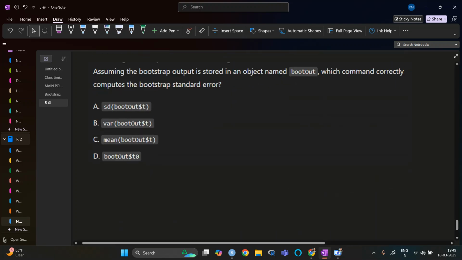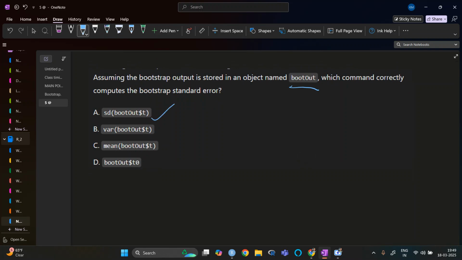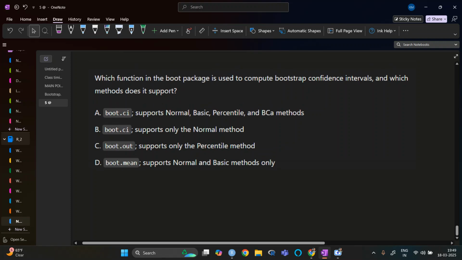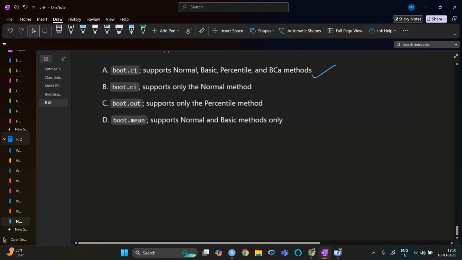The next is: assuming the bootstrap output is stored in boot out, which command correctly computes the standard error? We have done this before, so same question. SD of boot out dollar T. The next one is which function in the boot package is used to compute the bootstrap confidence interval, and which methods does it support? It is boot.ci, no? And what does it support? It supports normal, basic, percentile, BCa. All four. Boot.ci, yes. So it supports all four.